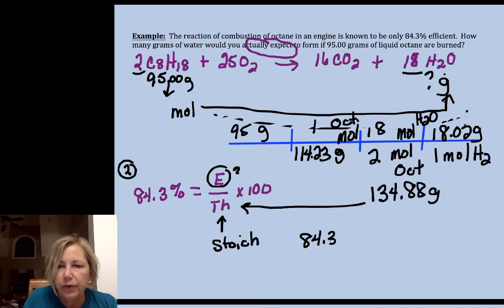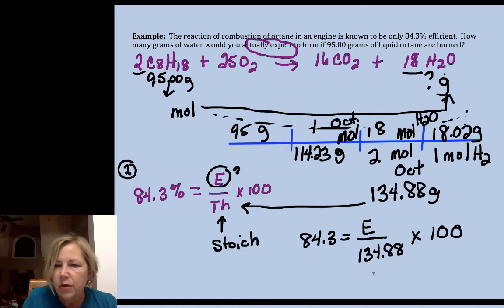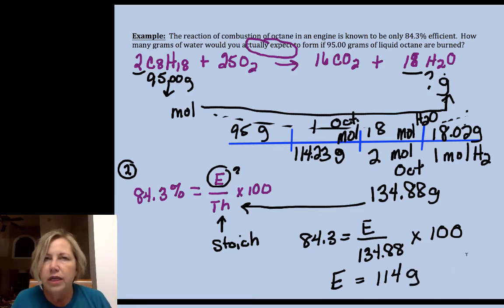We'd have 84.3 is our experimental yield over the theoretical, that always comes from our stoichiometry, times 100. So I would expect to have had an experimental yield of 114 grams. So now what a scientist would do here is kind of backtrack and figure out what can I expect to produce with a given amount. All right, so a variety of ways this would be used in industry, but a pretty important application to real life.